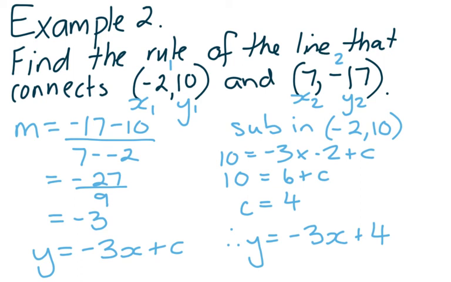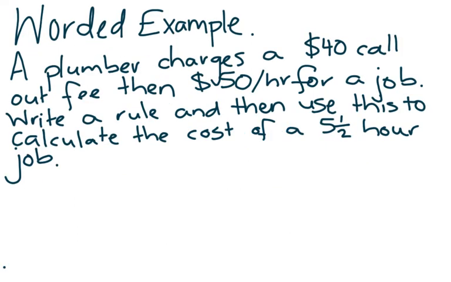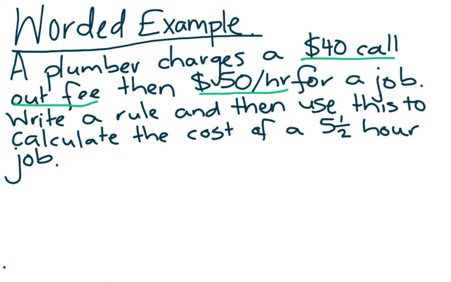The last example for this video on linear relationships is a worded problem. It's just being able to write a rule from a worded problem and then use that rule to answer a question. A plumber charges a $40 call-out fee and then $50 per hour for a job. Write a rule and then use this to calculate the cost of a 5.5 hour job. Step number 1 is to underline the important parts: a $40 call-out fee, $50 an hour, and the cost of a 5.5 hour job.